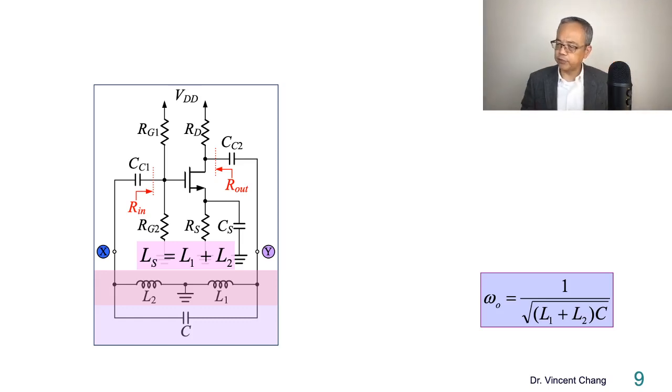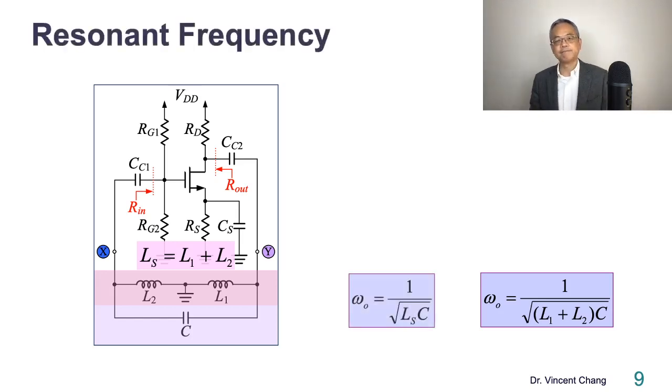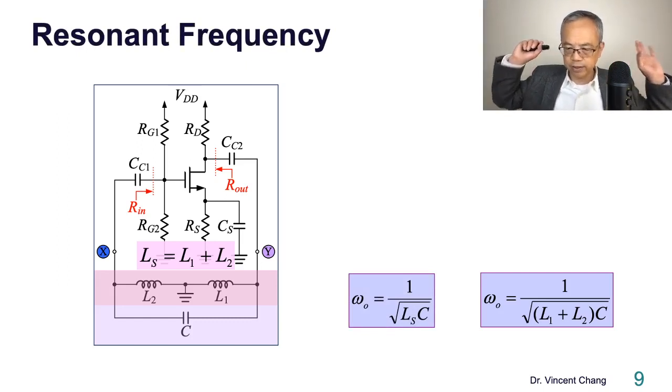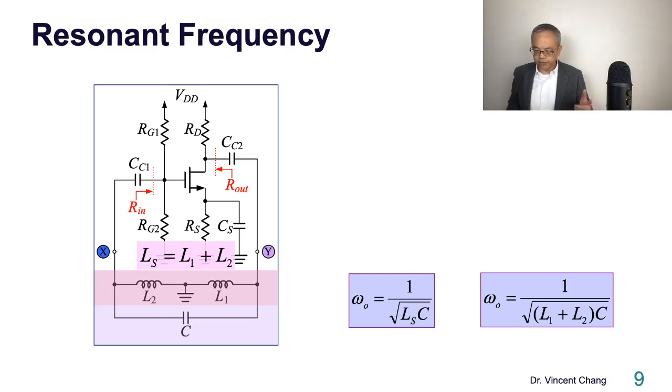If I ask you, what's the resonant frequency for this LSC network? The answer is also easy. It's 1 over square root of LS times C, like this. Right? You see the link? I'm trying to link the frequency of oscillation with the resonant frequency. So I already proved through the Barkhausen phase criterion that the frequency of oscillation is actually equivalent to the resonant frequency of the LC network, right? The resonant frequency of the LC network.